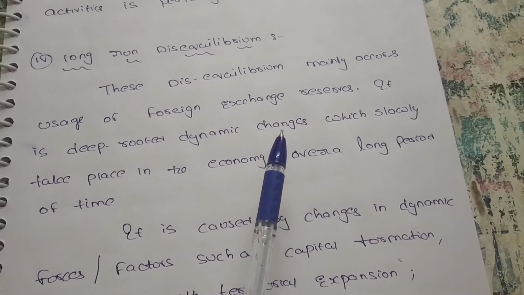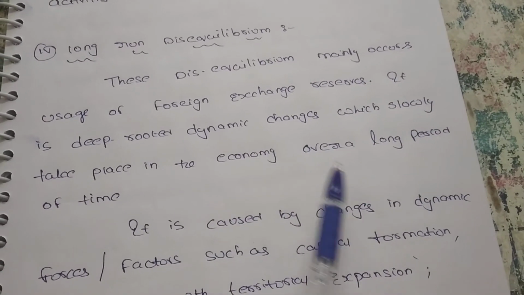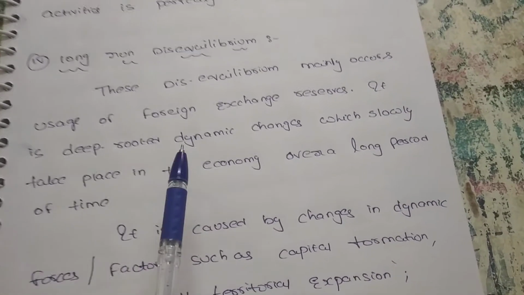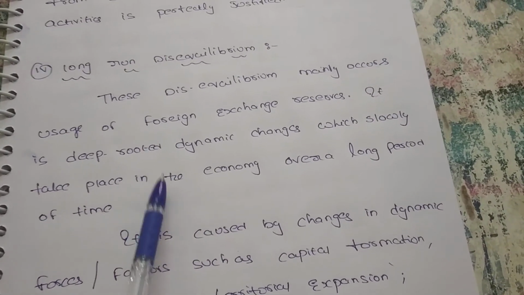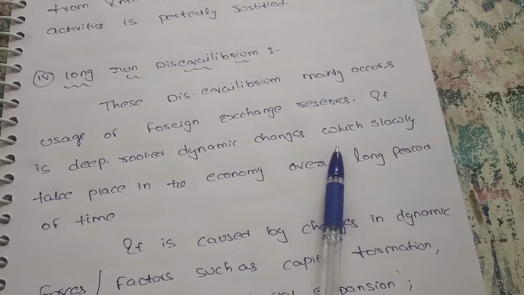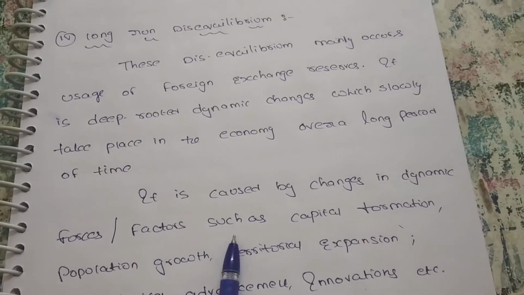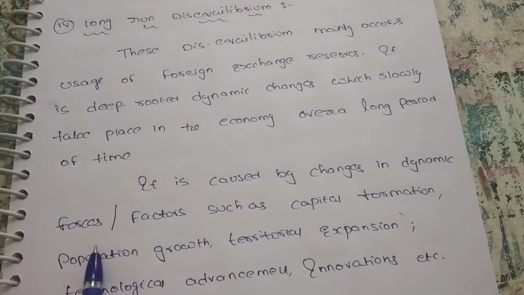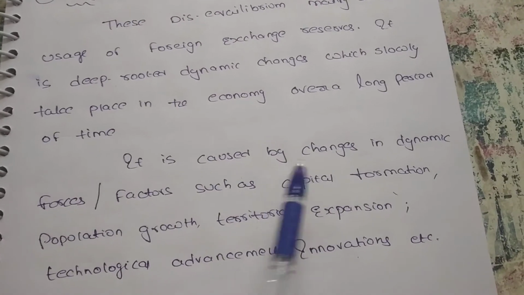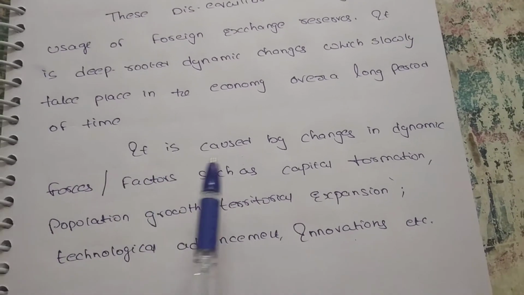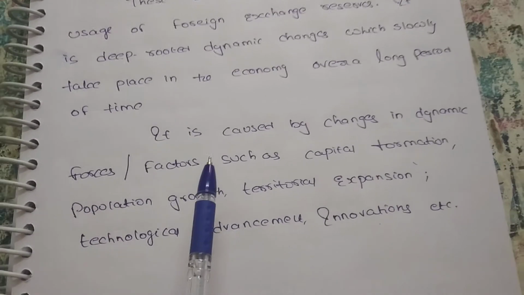Dynamic changes means changes in our capital which take place slowly in the economy over a long period of time. Long-run disequilibrium does not occur very fast. It takes time, and takes place slowly in the economy over a long period of time. It is caused by changes in dynamic forces. Why does the long-term disequilibrium take place? It is caused by changes in dynamic forces. What are the dynamic forces?